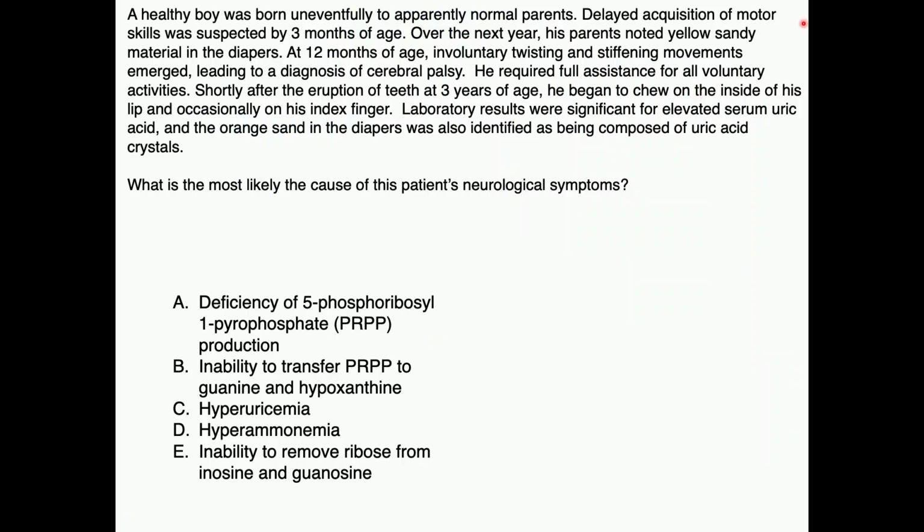Okay, so this is an example of a question that you could use to assess your understanding of this concept.